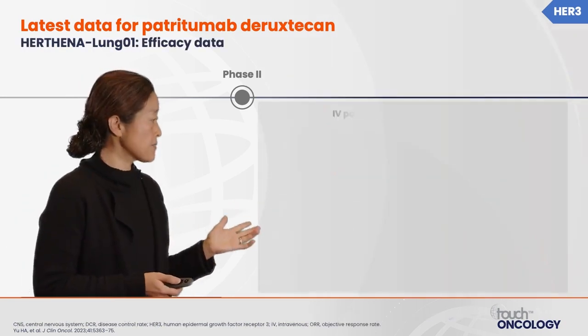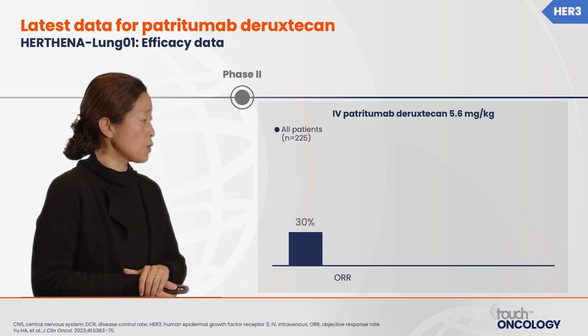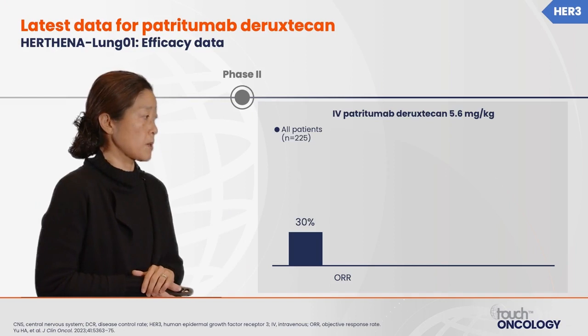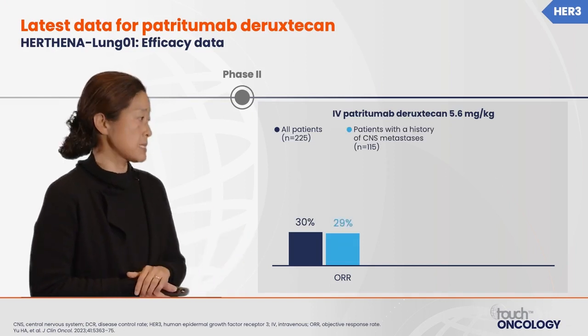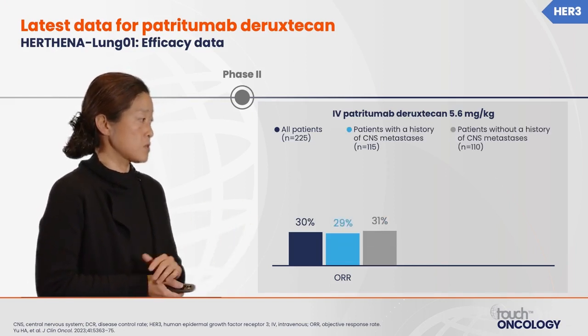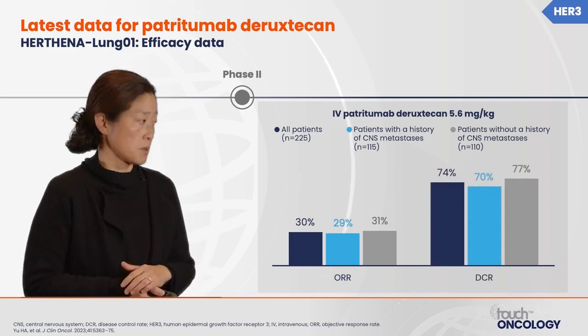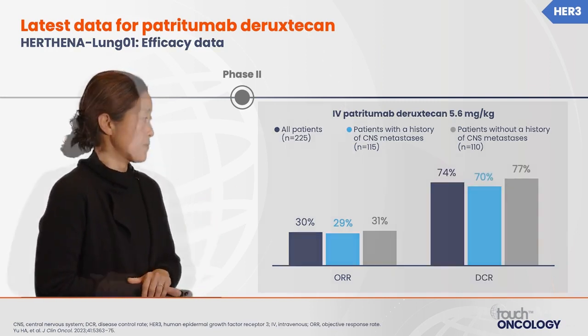And here we see the efficacy data. Among all patients, the overall response rate was 30%. This response rate was quite similar among patients with a history of CNS metastases, as well as patients without a history of CNS metastases. And the disease control rate was quite high across the board, 70% or higher.